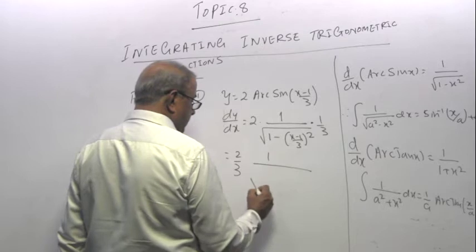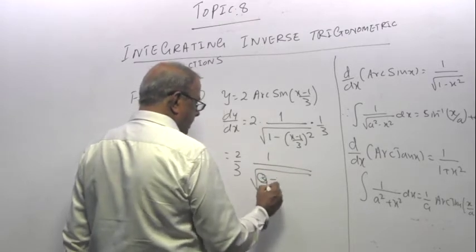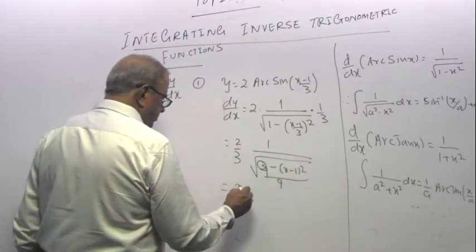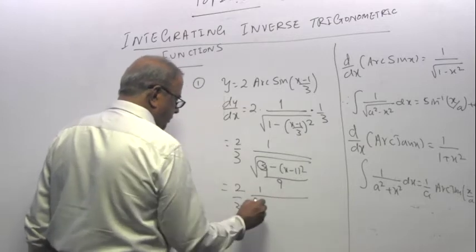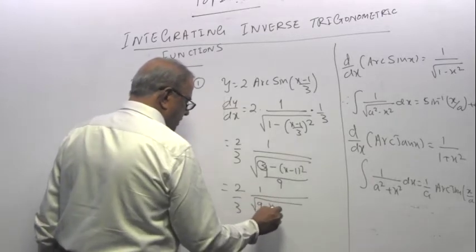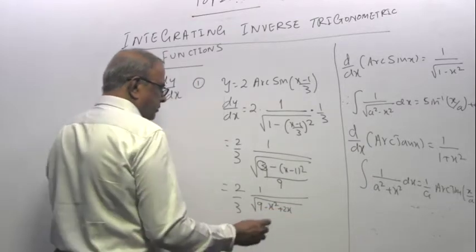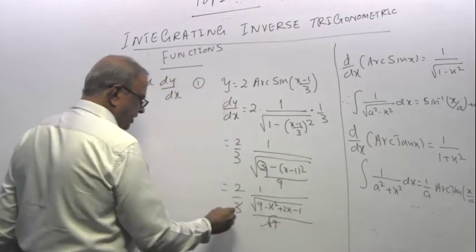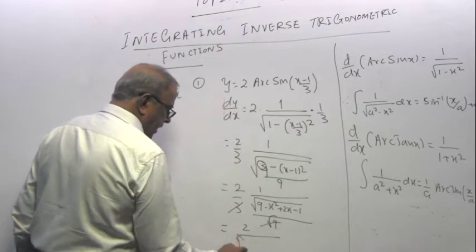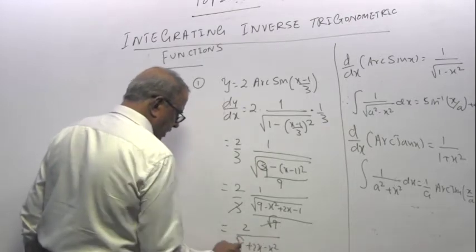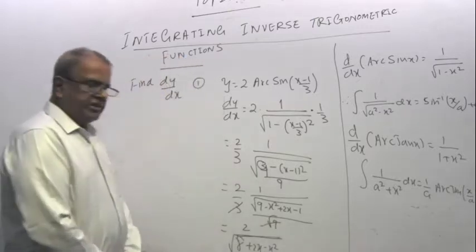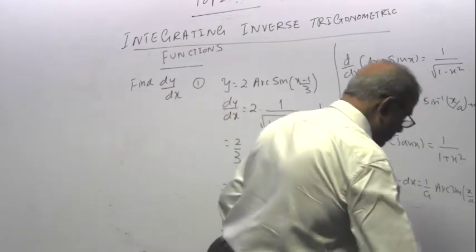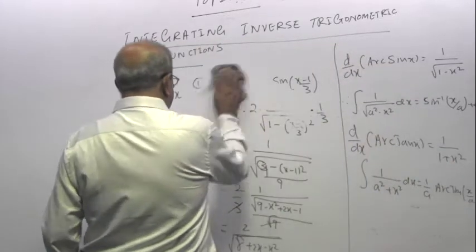You're expected to simplify this. It's 9 minus (x minus 1) squared over 9. That is 2 over 3, times 1 over root of (9 minus (x squared minus 2x plus 1)) whole over root 9, which is 3. So they cancel. So it is 2 over the root of (8 plus 2x minus x squared). That's how you differentiate arc sine of (x minus 1) over 3. Okay. Let's take another example.